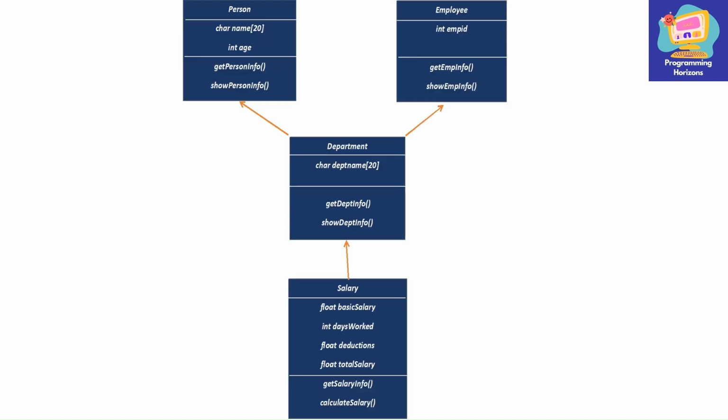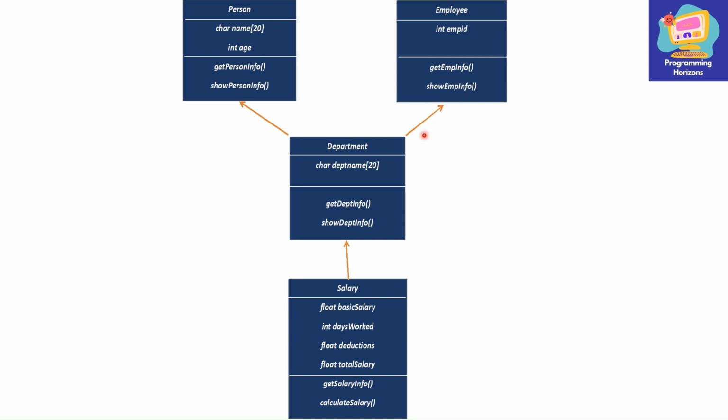In this example, we will be creating two base classes, namely a person class and an employee class. The person class has its own attributes, name and age, and two member functions including getPersonInfo and showPersonInfo. In the same way, employee base class is also having its own attribute named empID and two member functions getEmpInfo and showEmpInfo.